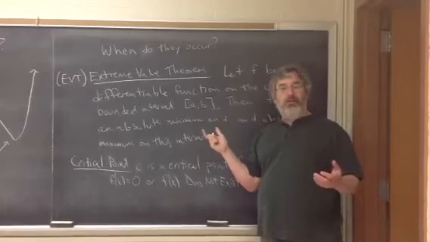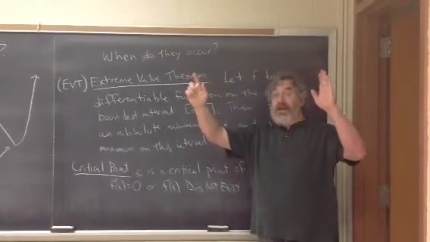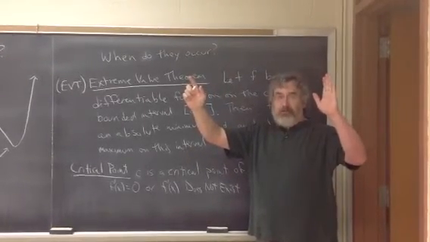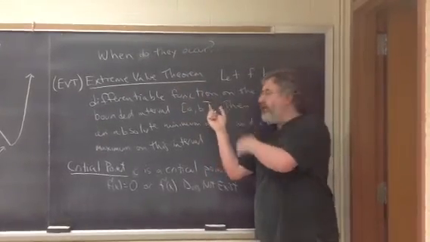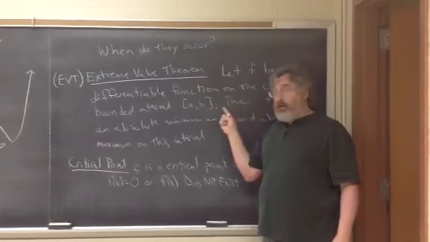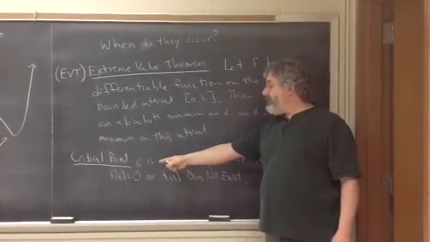So closed and bounded, if it has its endpoints, then it has to attain its absolute minimum and absolute maximum. They must occur. In other words, if you go from here to here, you're going to have a biggest and a smallest. You have to. Now, where do they occur? It just tells you that they do. It doesn't tell you where. So in order to find out where they occur, we're going to talk about critical points.